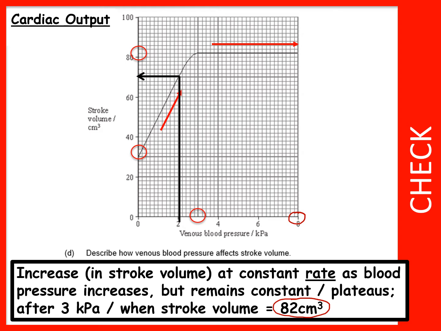Now the next question is going to ask us to use the x-axis, and it gives us a value of 2 kilopascals as the venous blood pressure. So what we can do is draw a straight line up to where it hits the curve, then we go to the left, and we're going to take a measurement of the stroke volume on the y-axis. So at 2 kilopascals, that's going to give us a readout of 70 centimetre cubed as our stroke volume, and that's for the next question.